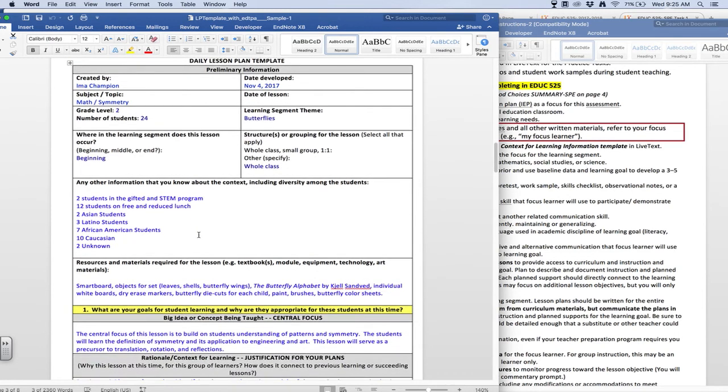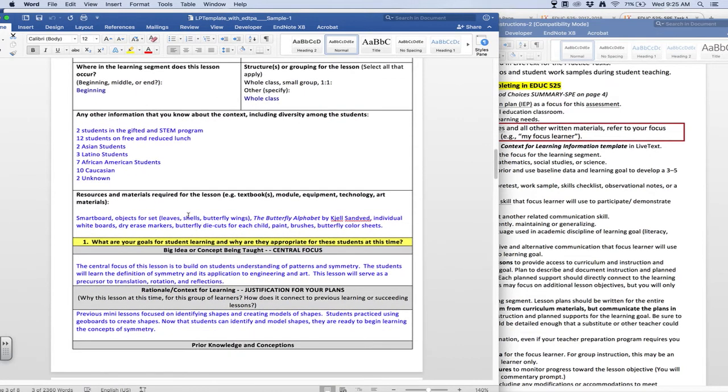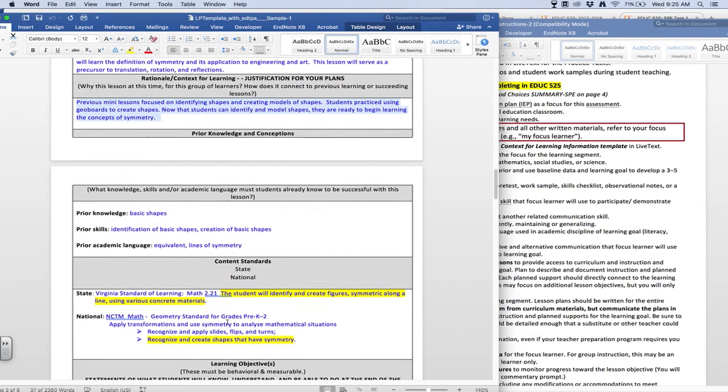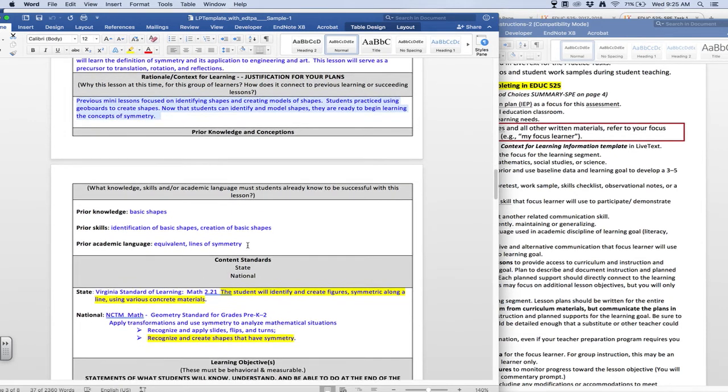I'm going to write this down too. Okay, so you fill in this information, which should be pretty straightforward. Resources, you can provide the list of resources you're using. And then here are the big questions that get asked. What are the learning goals? And you have a broad focus of what's being done. You have the rationale for it. And then you have some prior knowledge, prior skills, and prior academic language that are necessary.